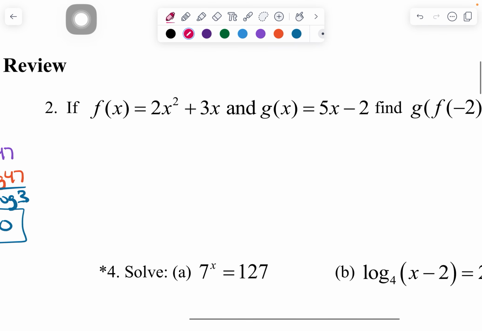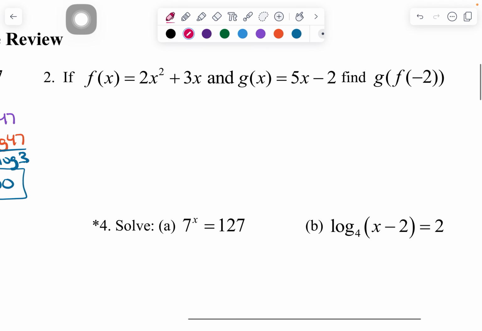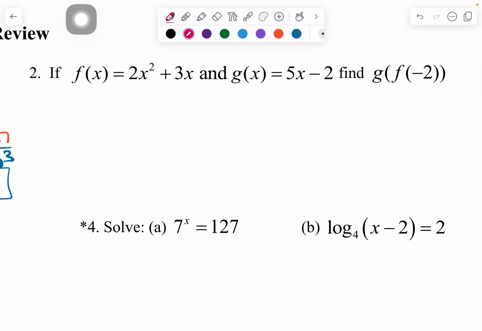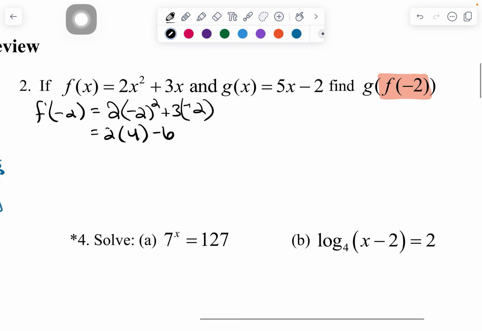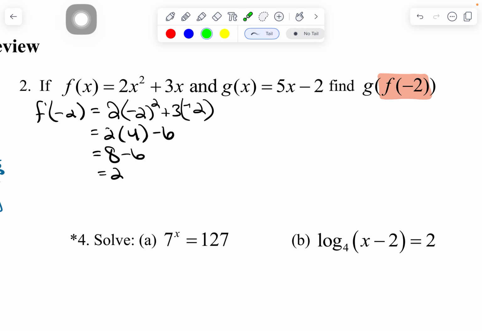All right, question number 2, we're still evaluating, but this time we're dealing with some functions here. So I'm going to start with the inside part, which is f of negative 2. And so I'm going to figure out what f of negative 2 is. So in the f function, everywhere I have an x, I'm going to replace it with a negative 2. All right, so let's see. We got 2 times 4, because negative 2 squared would be 4. And then actually I can do 3 times negative 2, which would be negative 6. So 2 times 4 is 8. 8 minus 6 is 2. All right, so now I know that f of negative 2 is 2.